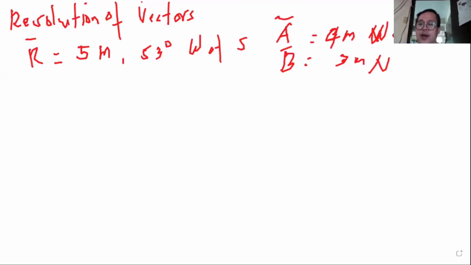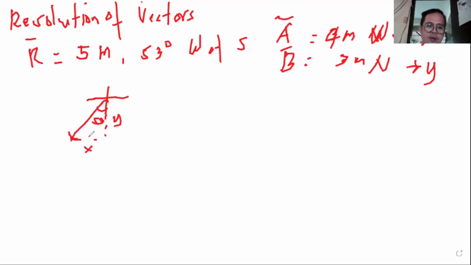As you can see, this one is west, so this is an X direction, and this one is the Y direction, which is north. So we will check by getting the X and Y components of the vector. First, we will draw. You draw your vector, and this is west of south, so it is in this location. And this is your angle, 53 degrees. Let's draw a broken line. This one is your Y, and this one is your X. So that will be your vector. This is the drawing of your vector.